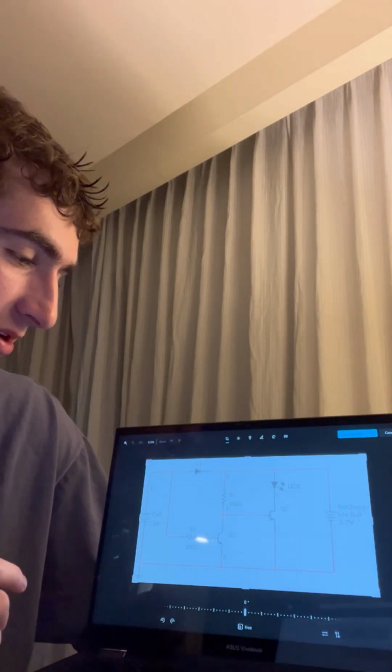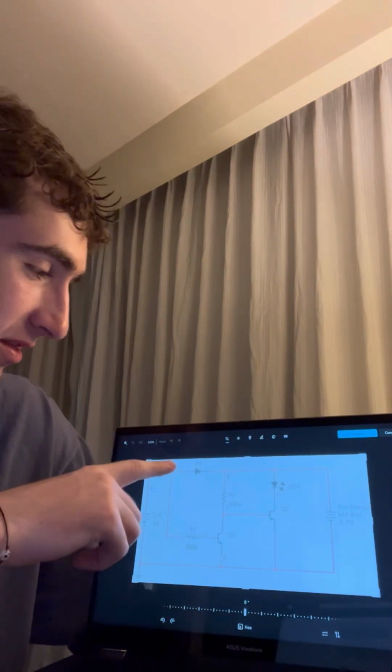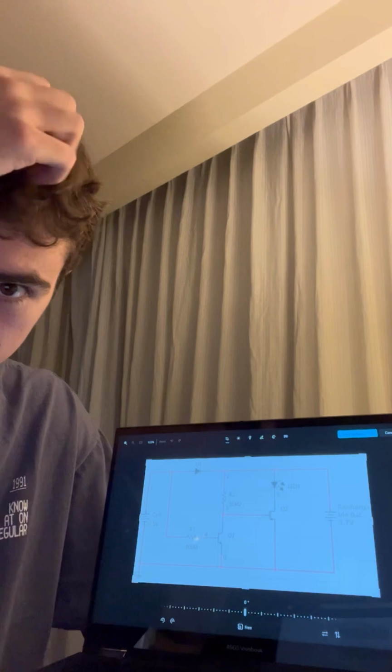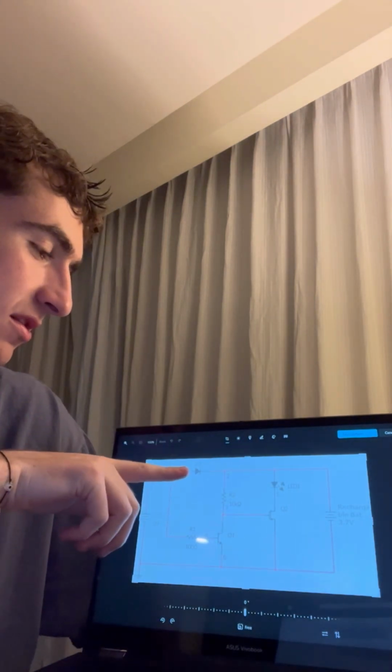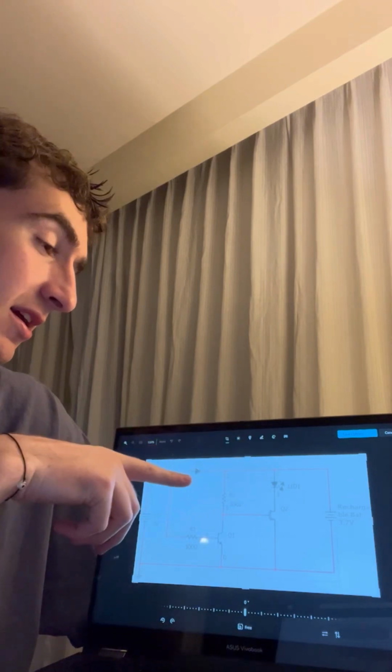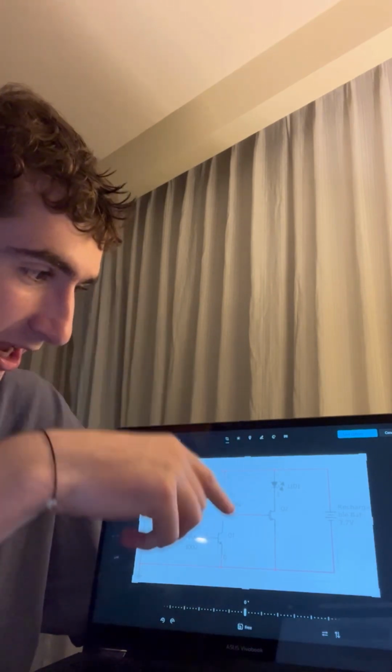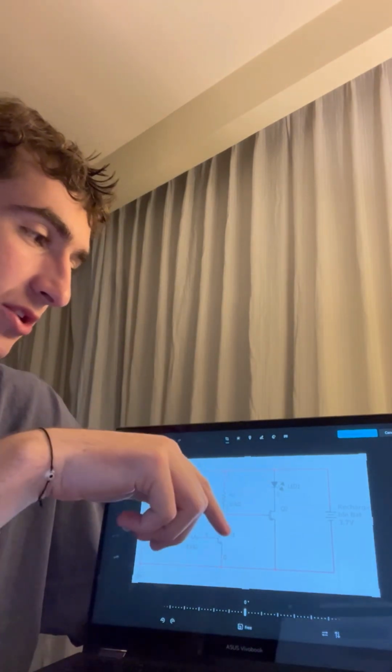I'll explain it in a second, but the diode's main purpose is to force the current one way, to the right, like the arrow indicates, and we have another one here pointing to the LED.